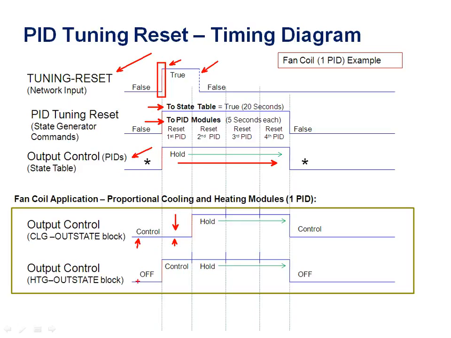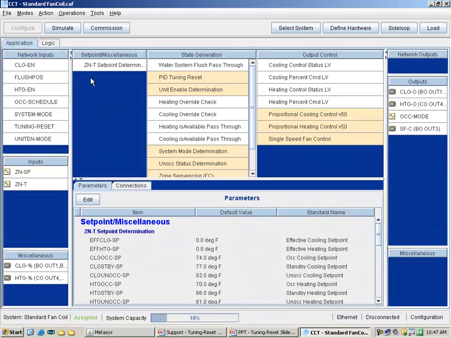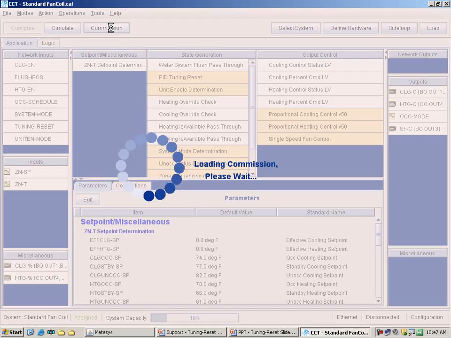If we look at the heating out state, if it's currently in the off mode because cooling is in control, therefore heating is off, it'll still go into the control mode during that first command so that the PID can reset its attributes. And then it goes into hold for the remaining 15 seconds. And then it goes back to what it was normally, which was off. Let's now go to CCT and go into commissioning mode and see this operation in real time. All right, we're back in CCT, and I'm going to go into commissioning mode.